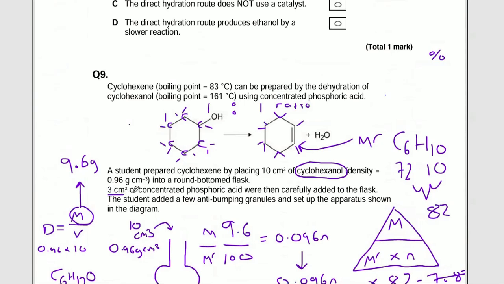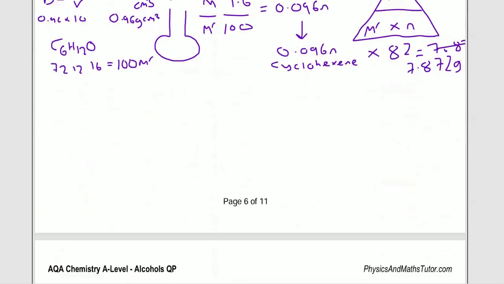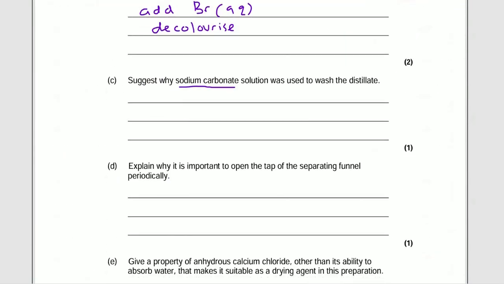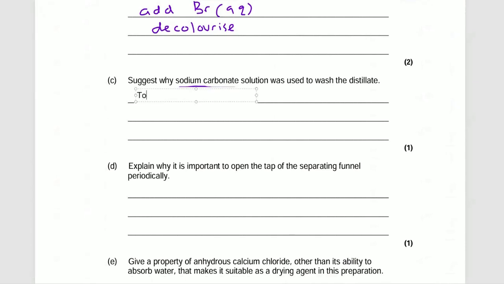Where is it? There it is. 3 centimeter cubed of concentrated phosphoric acid. Now, this is a catalyst. So if we have any of this phosphoric acid left over, which we will do, it's a catalyst. So we need to remove it. And we can do that by adding sodium carbonate solution. So to remove or react with any acid.